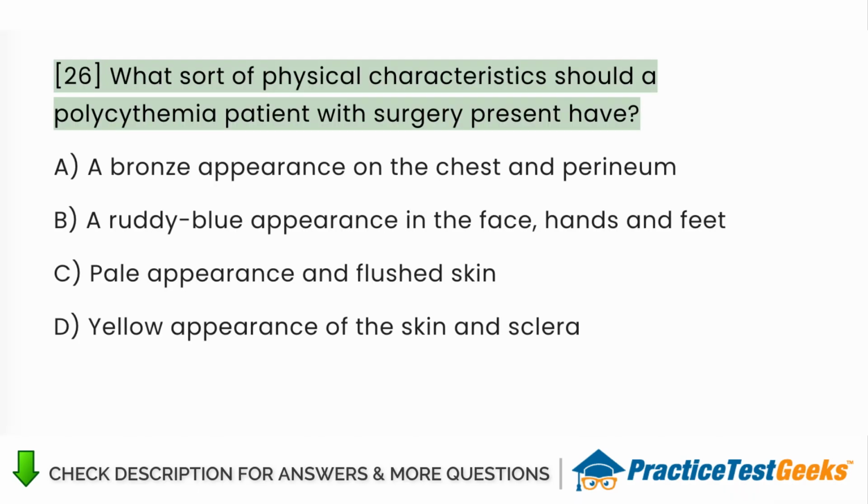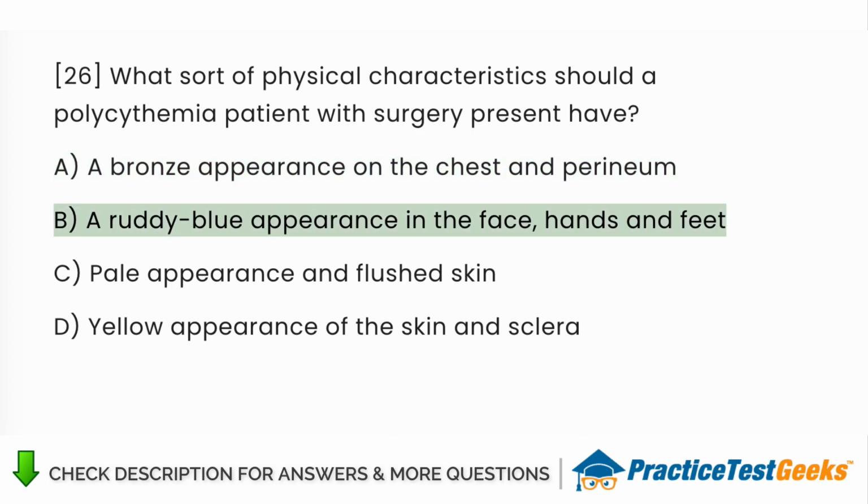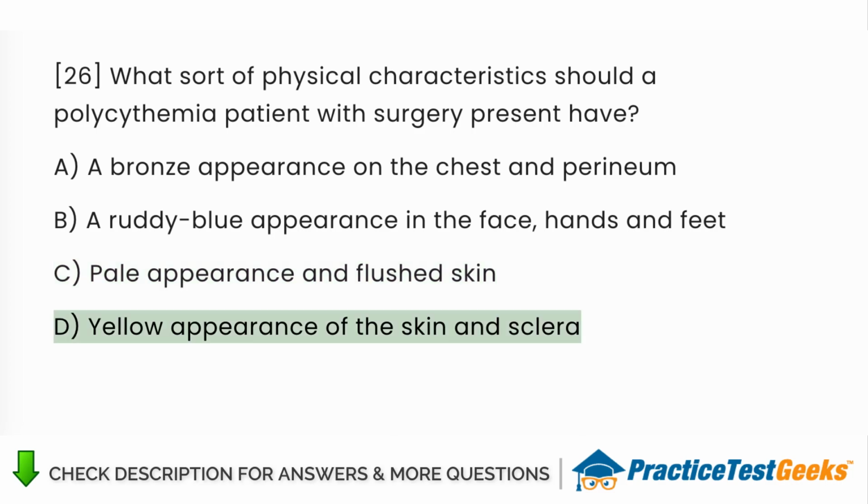What sort of physical characteristics should a polycythemia patient with surgery present have? A. A bronze appearance on the chest and perineum. B. A ruddy blue appearance in the face, hands and feet. C. Pale appearance and flushed skin. D. Yellow appearance of the skin and sclera.